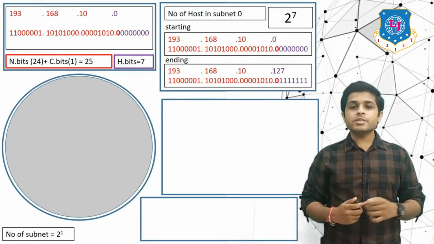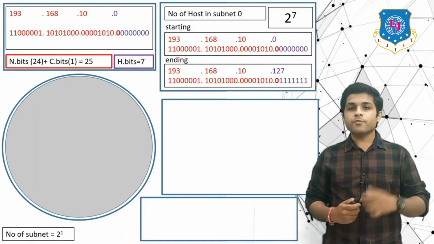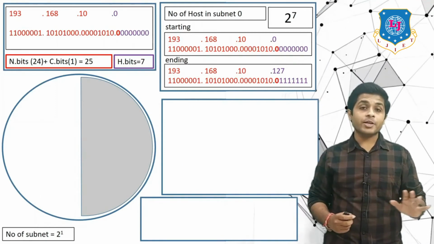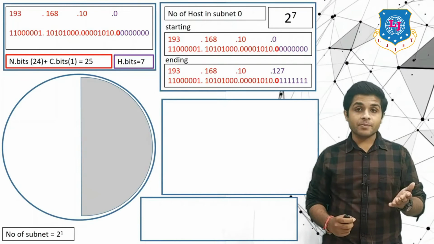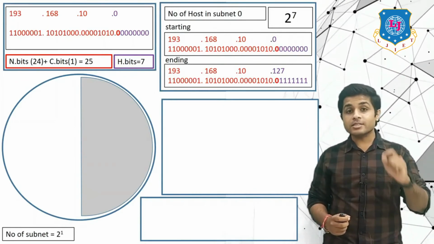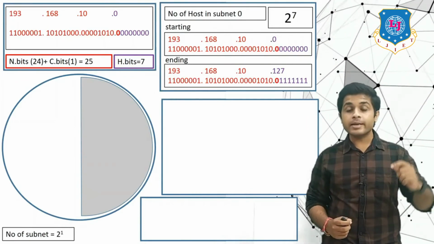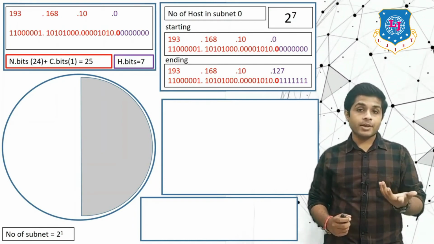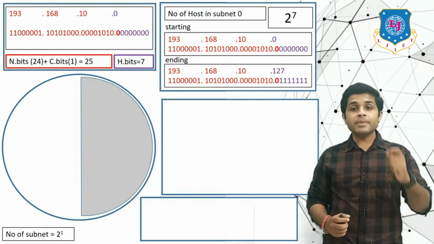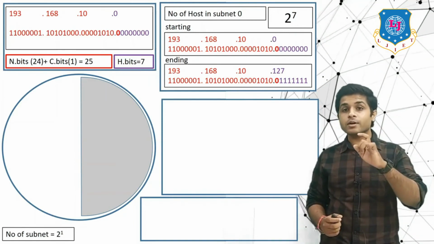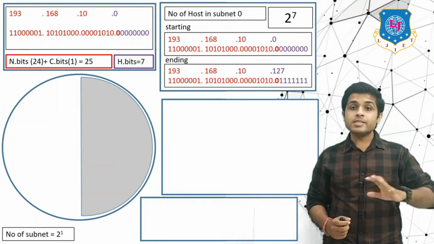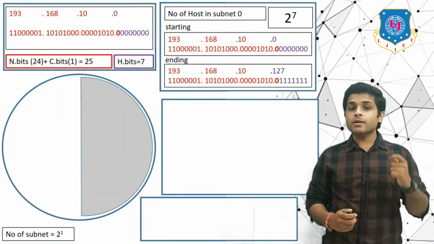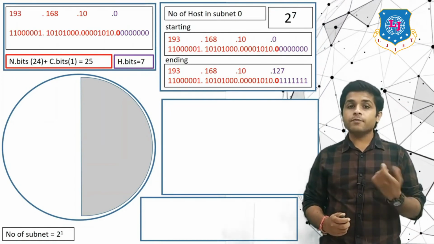Before that, let's first allocate the IP addresses of subnet 0. Now the first and the last address will not be allocated to any device in the subnet. Because the first address in the subnet represents the whole subnet and the last address in the subnet represents the broadcast address. So any message sent to the last address of subnet 0, all the devices in that subnet will receive the message.